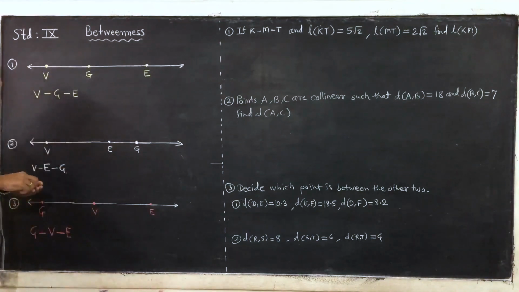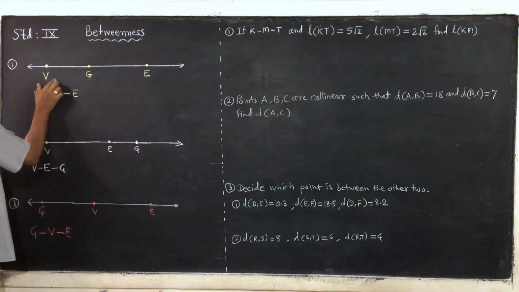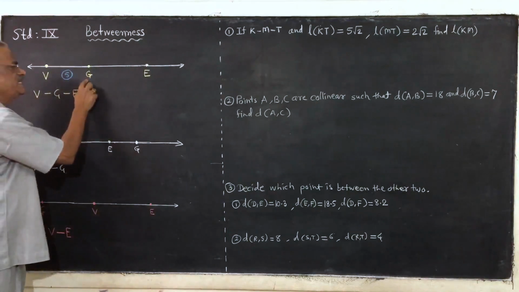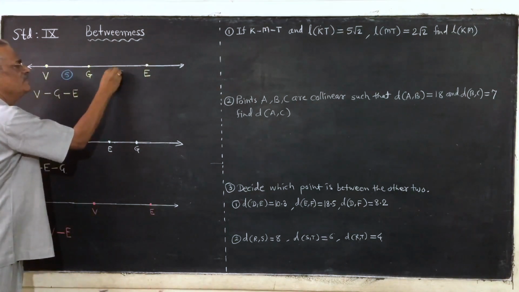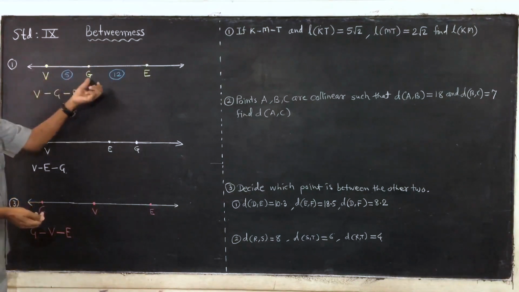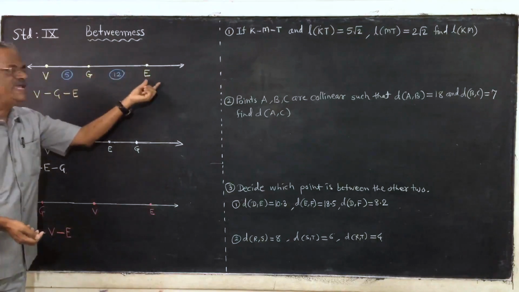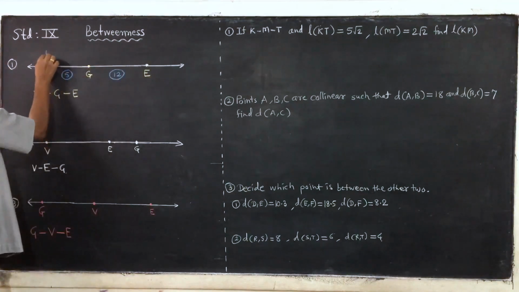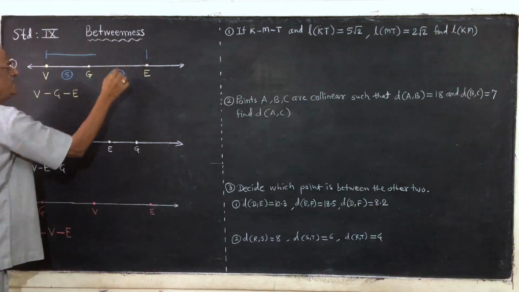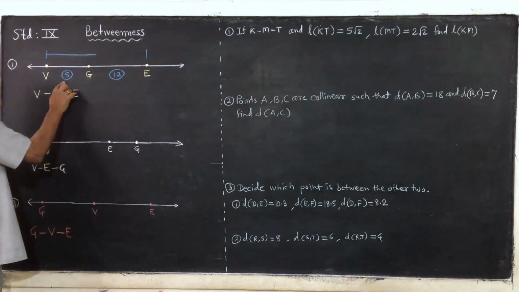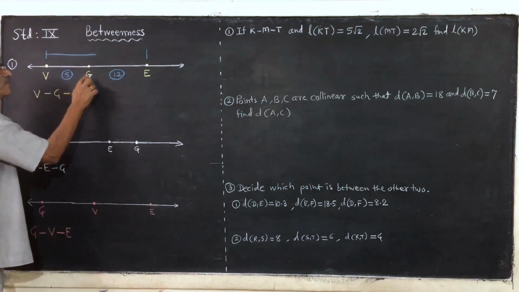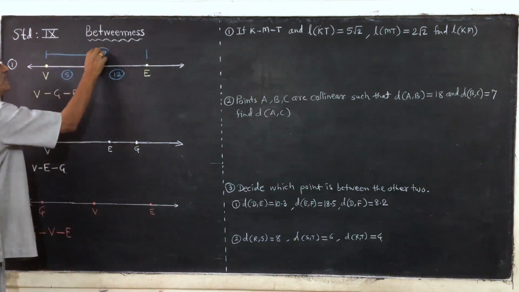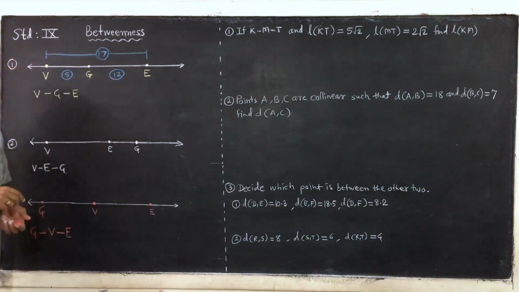The property: if VG, the distance between V and G, is 5, and the distance between G and E is 12, we can calculate the total distance between V and E. What is the distance between V and E? We can see that from V to G it is 5, from G to E it is 12. So it is 12 plus 5, that is 17. That is the total distance.